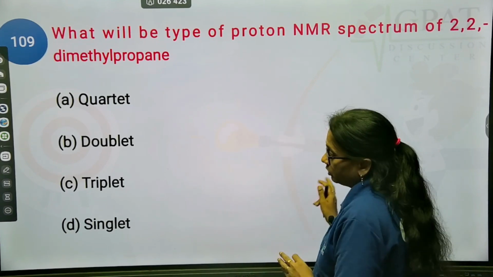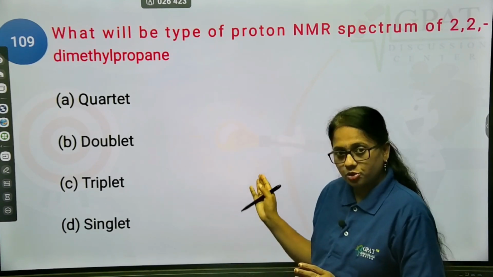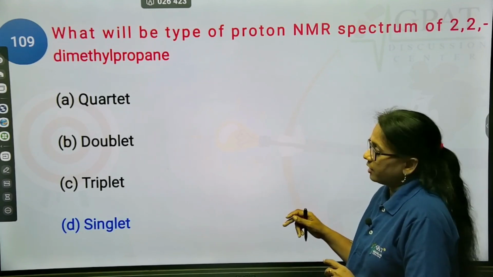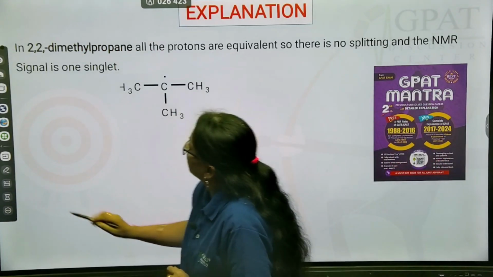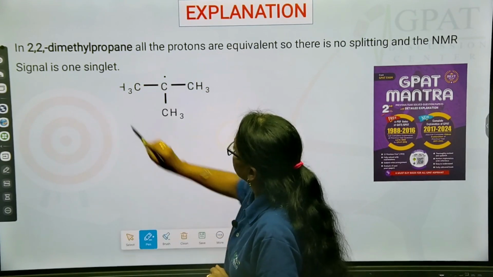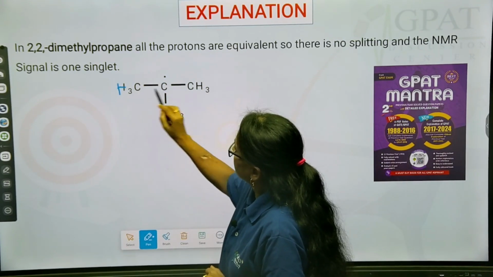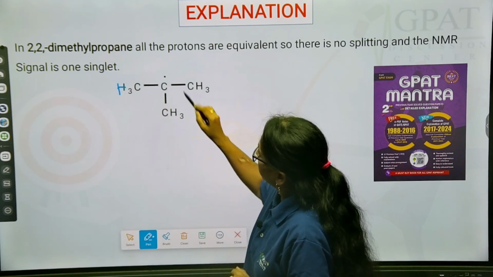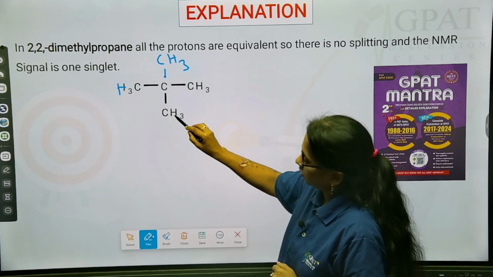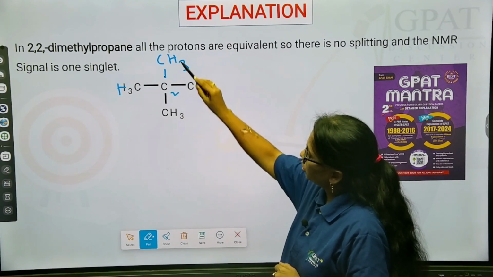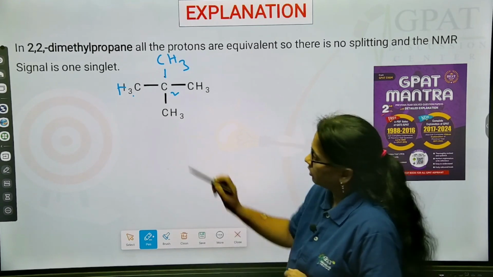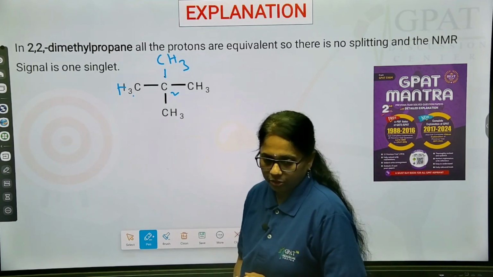2,2-dimethyl propane. Okay, so first of all, let us draw the structure of this 2,2-dimethyl propane, then you can easily understand. In this, if you see the structure, propane means CCC, 2,2-dimethyl, so second position, so 2,2-dimethyl propane, CH3CH3C. Okay, so this is the structure of 2,2-dimethyl propane.